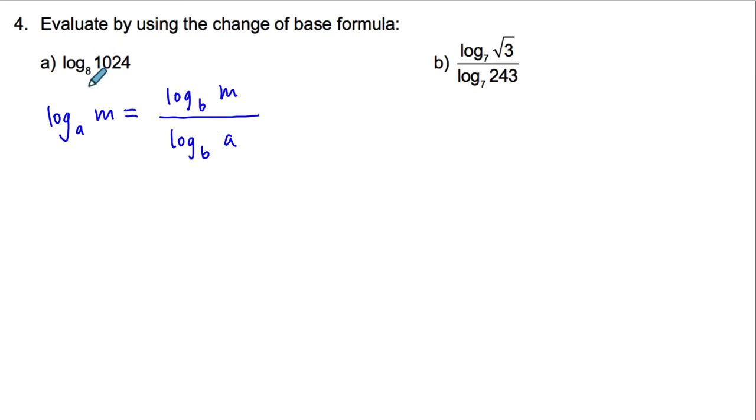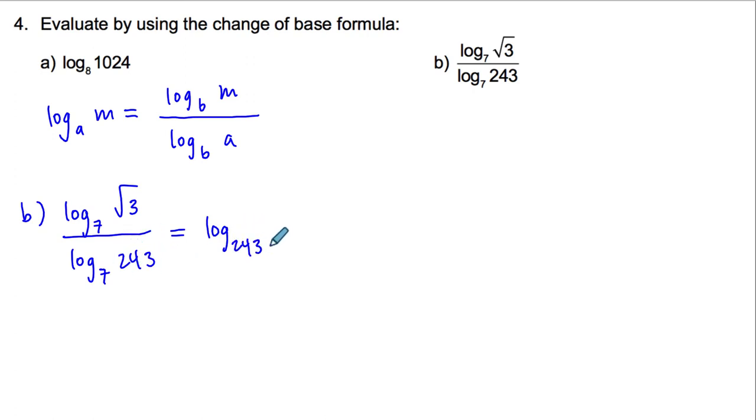So in part A, we went from the left side to the right side, but in part B, we have the right-hand format. So if we start off by seeing log base 7 of root 3 divided by log base 7 of 243, we can condense that into a single logarithm where the base 7 is absorbed or disappears, and we only have the top power and the bottom power numbers. We end up getting log base of the bottom power, 243, of the top power, root 3.